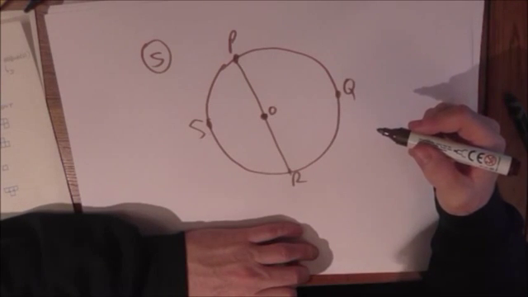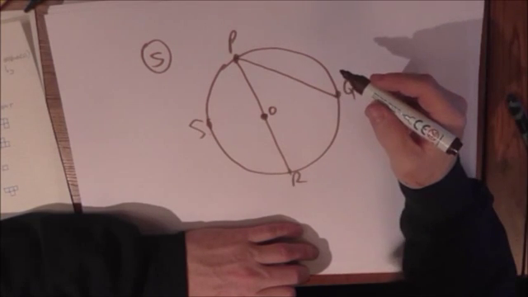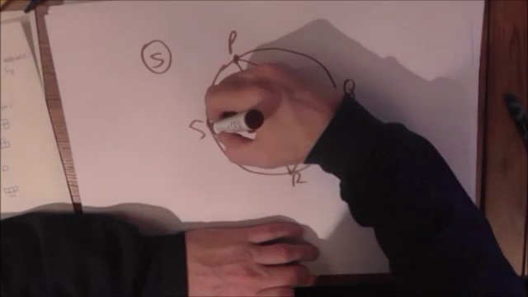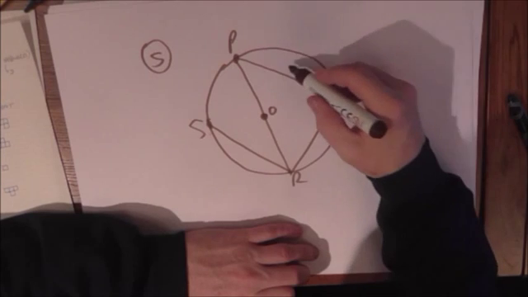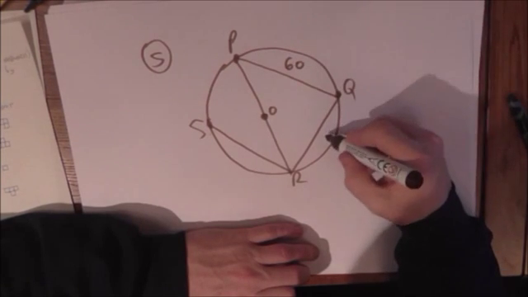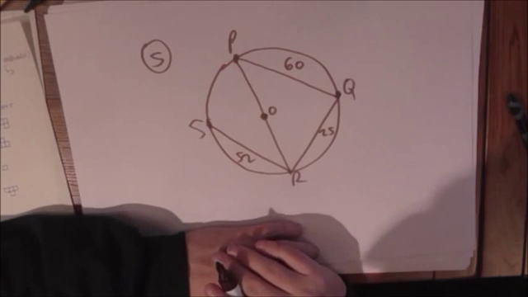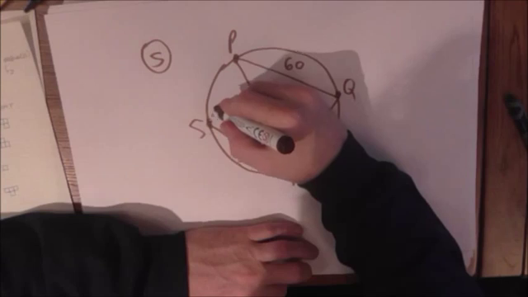Lengths of PQ, QR and RS, PQ, QR and RS are 60, 25 and 52. What is the length of SP? So our job is to find this.